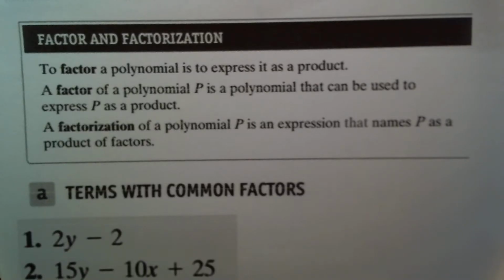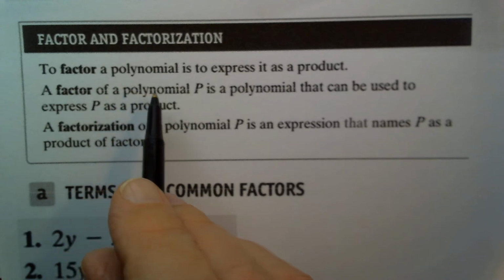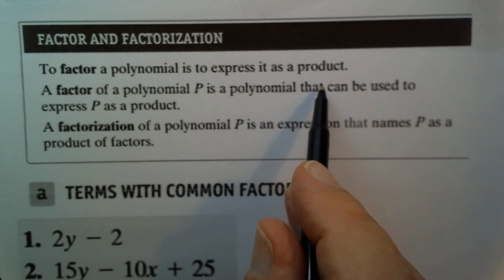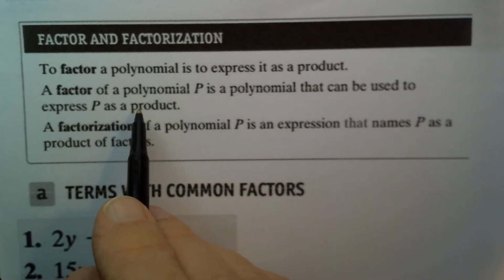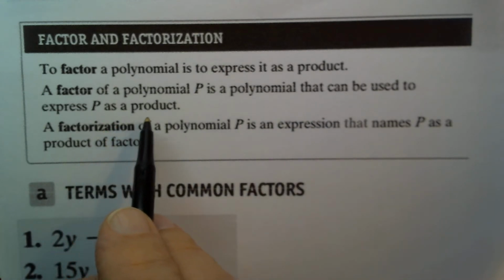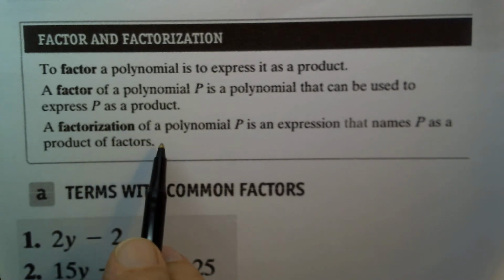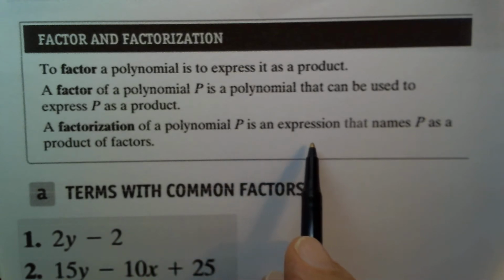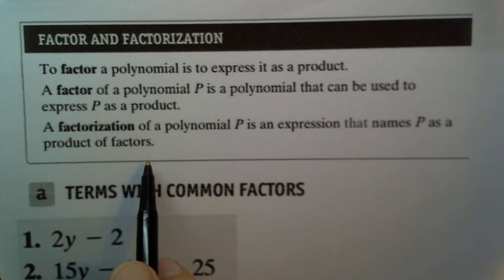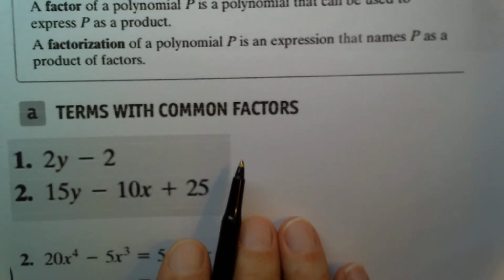Here are some important basic definitions about factoring and factorizations. To factor a polynomial is to express the polynomial, a sum of terms, as a product. And a factor of a polynomial p is a polynomial that can be used to express p, the polynomial, as a product. And a factorization of a polynomial p is an expression that names p as a product of factors. We're talking about a product of factors. And so first of all, we're looking at terms with common factors.